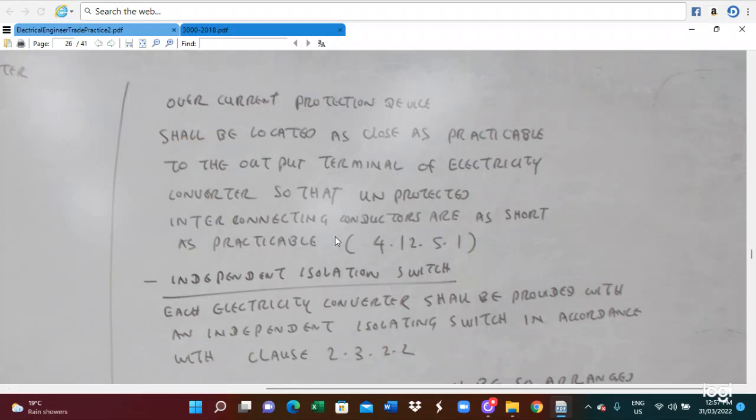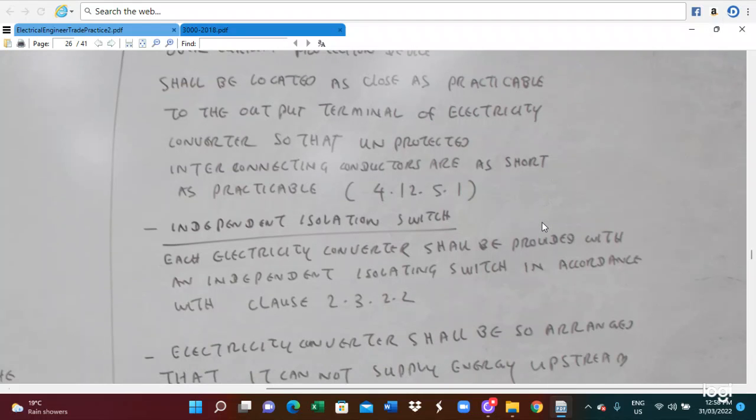We also use an overcurrent protection device. The overcurrent protection device shall be located as close as practicable to the output terminal of the electricity converter so that the unprotected interconnection conductors are as short as practicable. This is the requirement. Clause 4.12.5.2 mentions that.